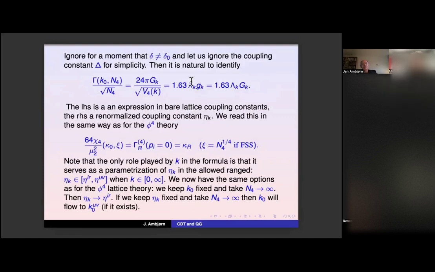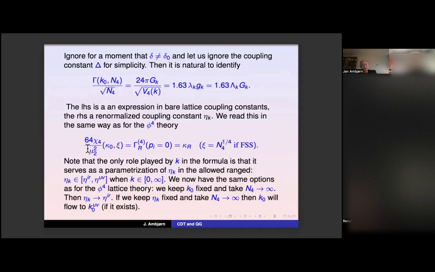Let us now ignore, for simplicity, the fact that delta is different from delta naught, and also ignore this coupling constant capital delta. So we only have k naught and n4 here, and then from the two effective coupling constants, with the same functional form, we identify these two ratios. Here we have the bare lattice quantities. Here we have what we view as the renormalized coupling constants of GR.